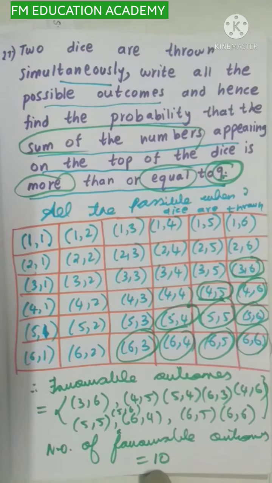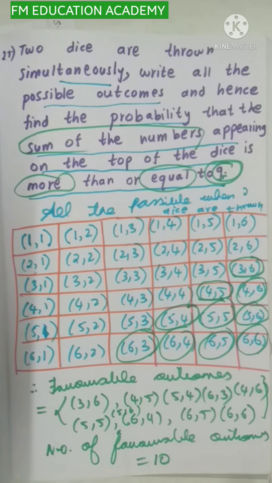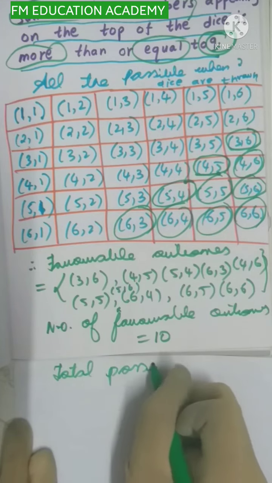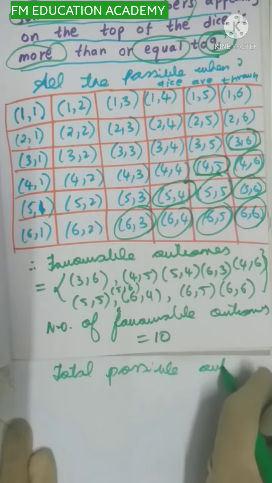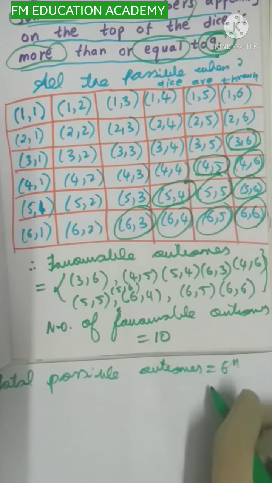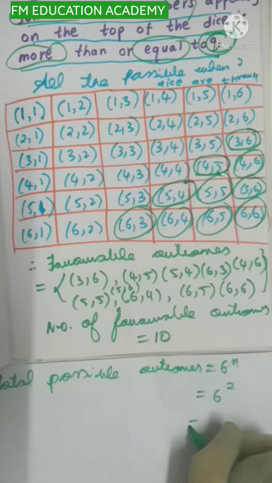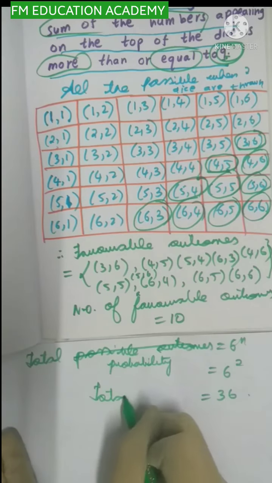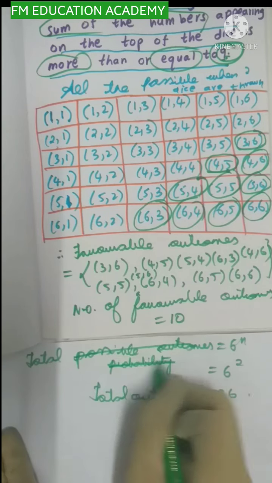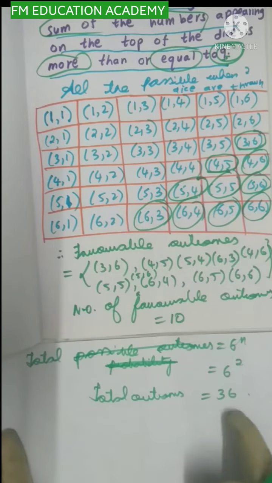And how many are total outcomes? Remember, whenever 2 dice are thrown, the formula is 6 power n. n is the number of times the dice is thrown. So n here is how many times the dice is thrown? 2 times. Total possible outcomes is 6 power n. That is nothing but n is 2 here, 2 times it is thrown. 6 square is 36. These are total outcomes, sorry, not total probability. Total outcomes is 6 power 2, that is 36.